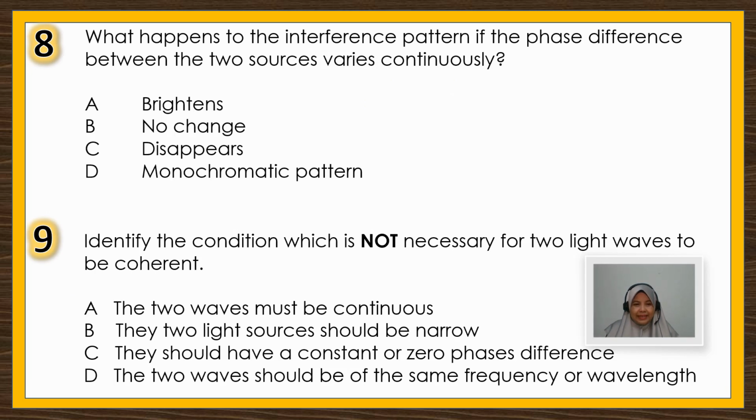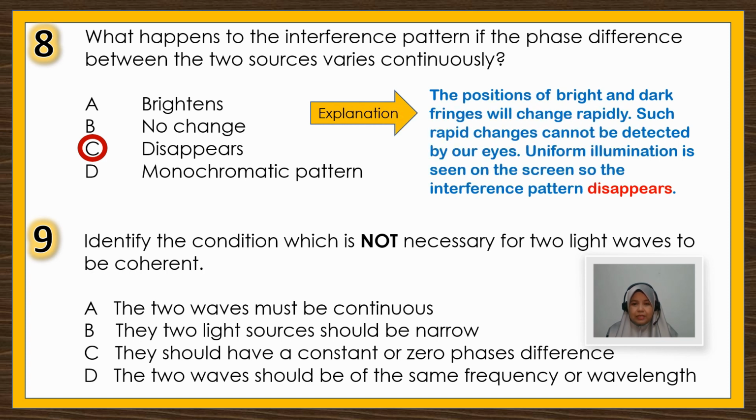For question number 8, what happens to the interference pattern if the phase difference between the two sources varies continuously? The answer is disappear, because referring to the explanation, the bright and dark fringes change rapidly, so we cannot see the change with our eyes. Because of that, we cannot see any interference pattern on the screen.